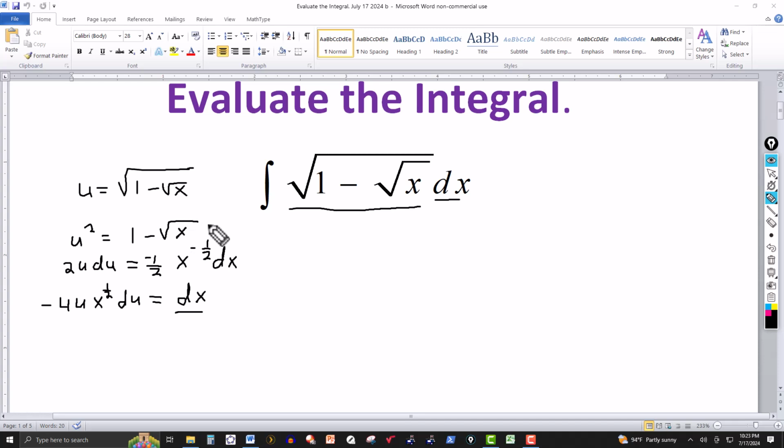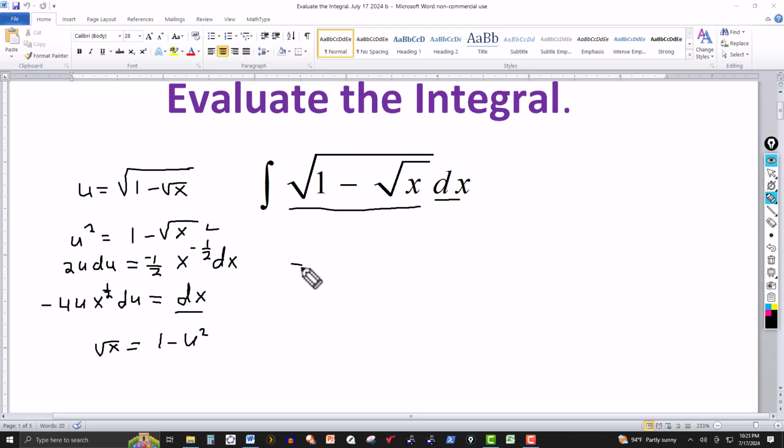So from this expression right here, I'm going to take that over to the other side. So that'll be the square root of x. Taking that over, I'm going to get the square root of x is equal to, then the u squared comes over, so that'll be 1 minus u squared.